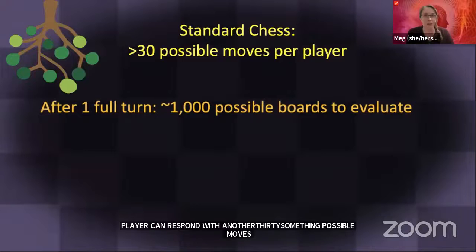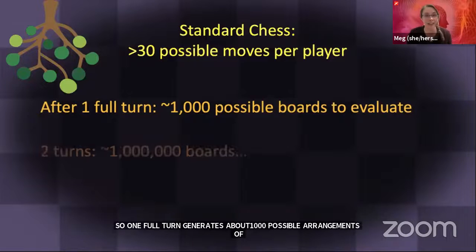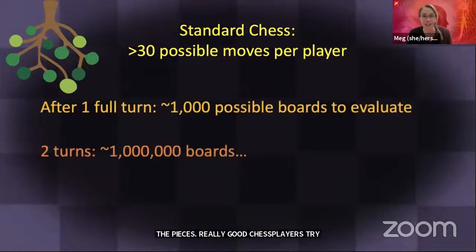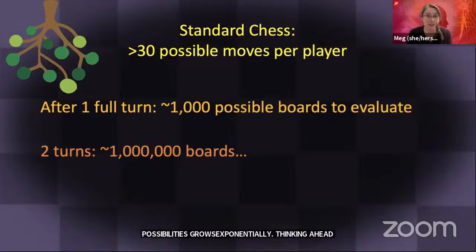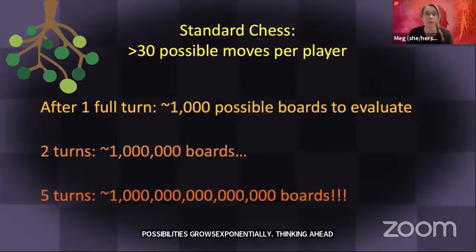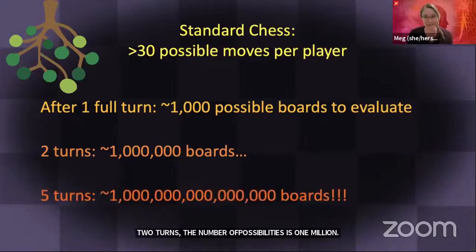Really good chess players, though, try to think ahead several moves, meaning that the number of possibilities grows exponentially. Thinking ahead 2 turns, the number of possibilities is 1 million, and a full 5 turns, which is what many human players strive for, generates 1 quadrillion possibilities.